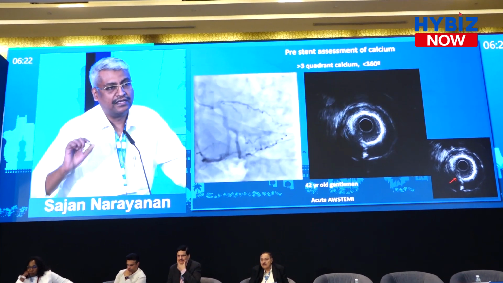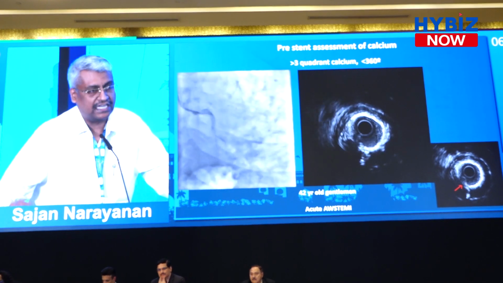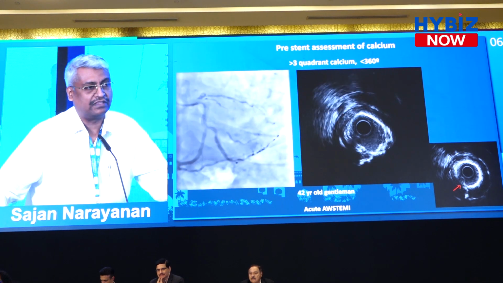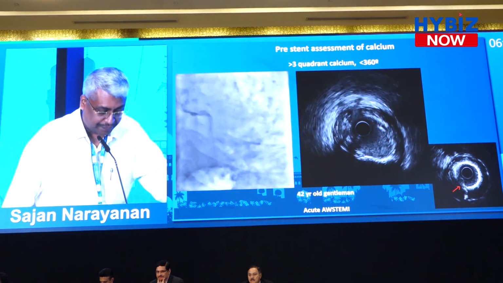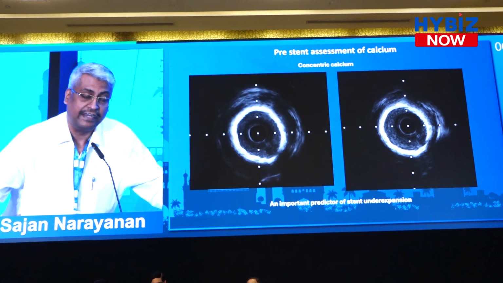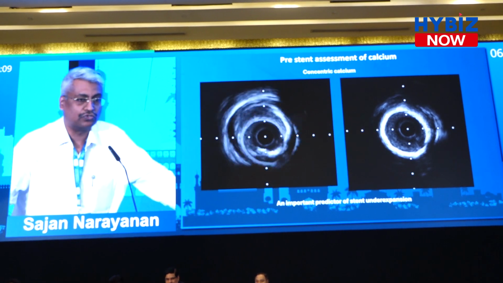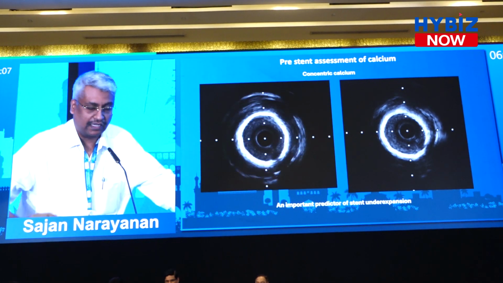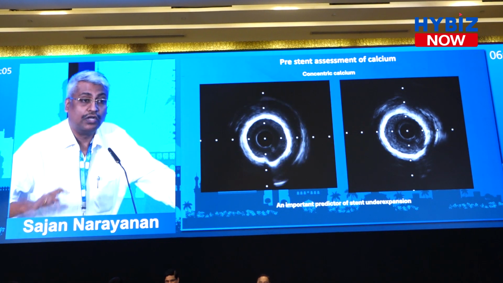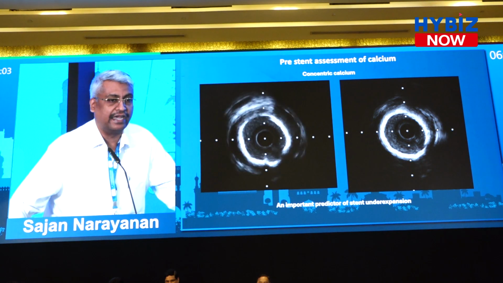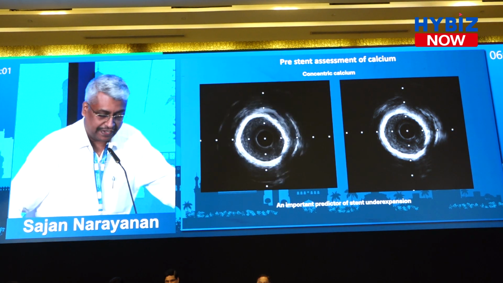So more than 3 quadrant calcium and 360-degree calcium should be distinguished, because even if you have one small quadrant where you can see the vessel wall beyond the calcified plate, then you can expand it with special devices and balloons. But if you have perfect 360-degree calcium, this is a very important determinant of stent expansion, and you may need special devices like cutting balloons, scoring balloons, or IVL, or other devices to modify it. So distinguishing the perfect concentric calcium from more than 3 quadrant calcium is very important.